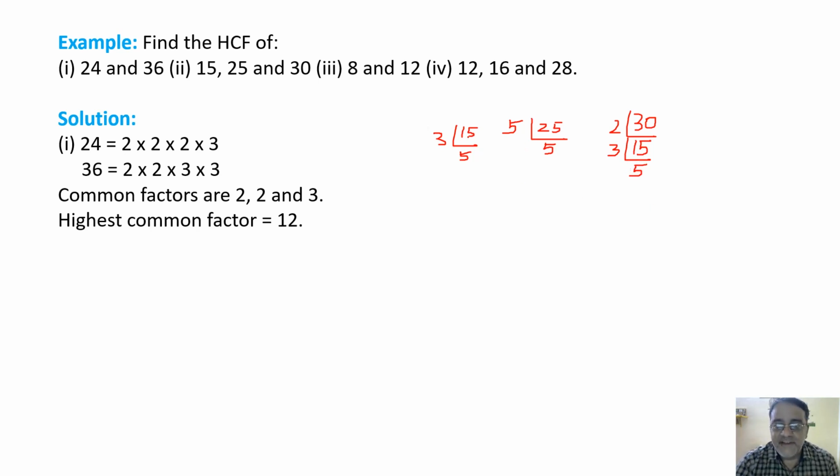So how will you write 15? 3 into 5. 25, 5 into 5. And 30, 2 into 3 into 5. Now find out the common factors in these three.